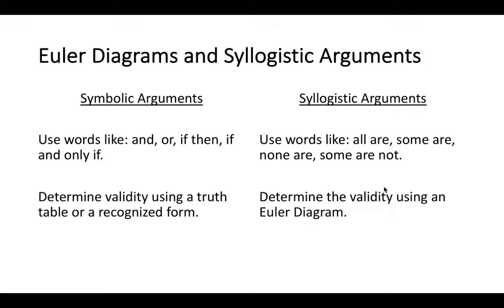So let's compare symbolic arguments to syllogistic arguments. With symbolic arguments, you use words like and, or, if then, and if and only if. Now let's compare that to syllogistic arguments. With a syllogistic argument, we use words like all are, some are, none are, or some are not. Now we just got done with these symbolic arguments. How did we prove those were true? We used truth tables and we used recognized forms. With syllogistic arguments, we're going to prove they're true using an Euler diagram.